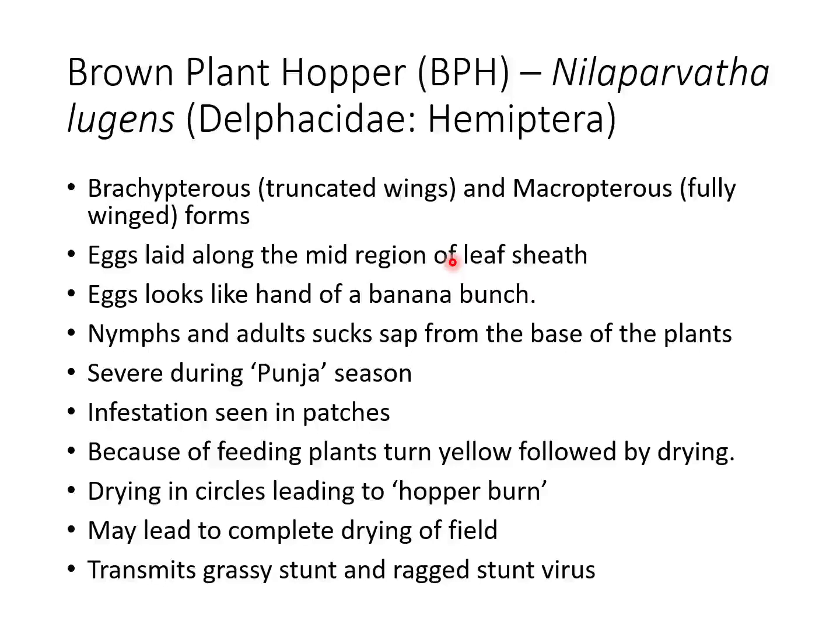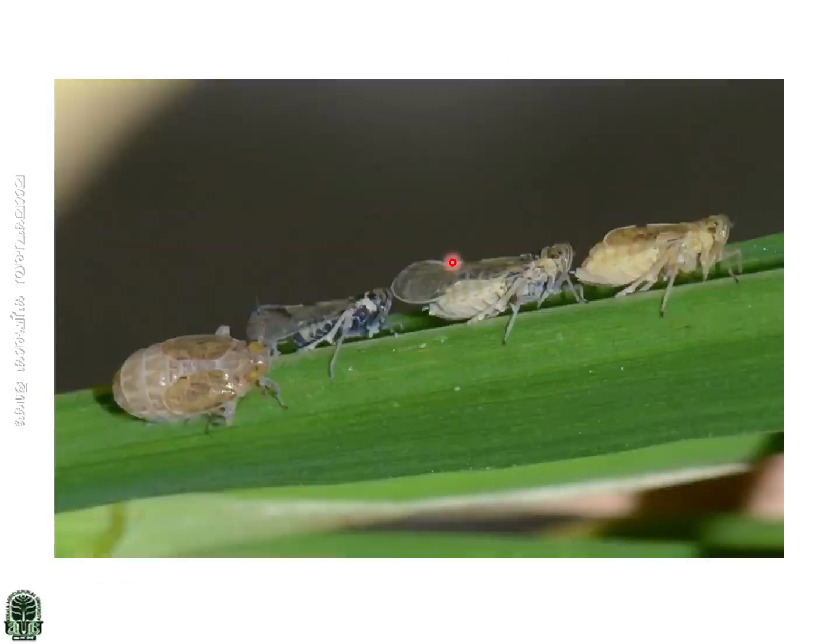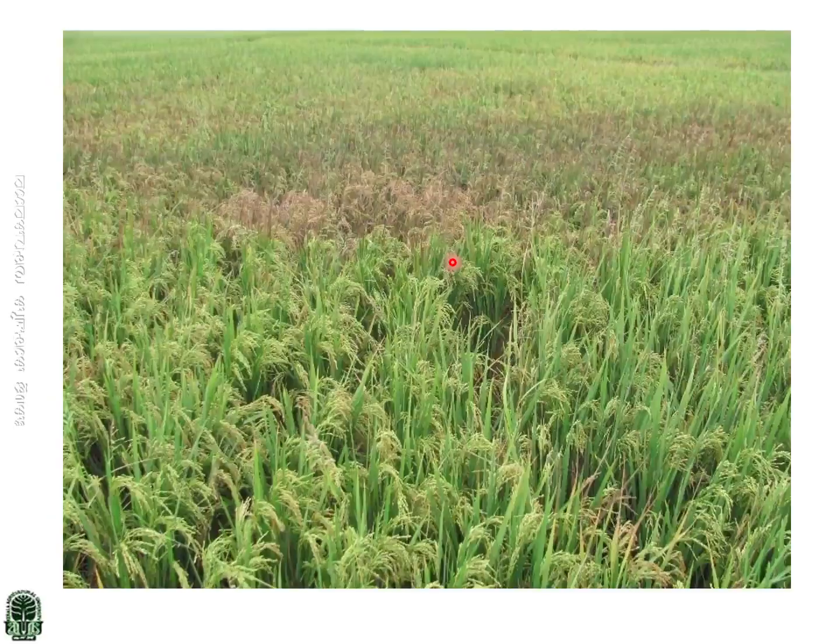If you are delaying the cropping, especially if the crop extends up to May, then we can expect the incidence of BPH. As I told, the nature of damage is sucking sap from the base of the plant by nymphs and adults, but the symptom is typical. In this picture, you can clearly see at the center of the field a round dried up patch. That is the typical feature of BPH infestation.